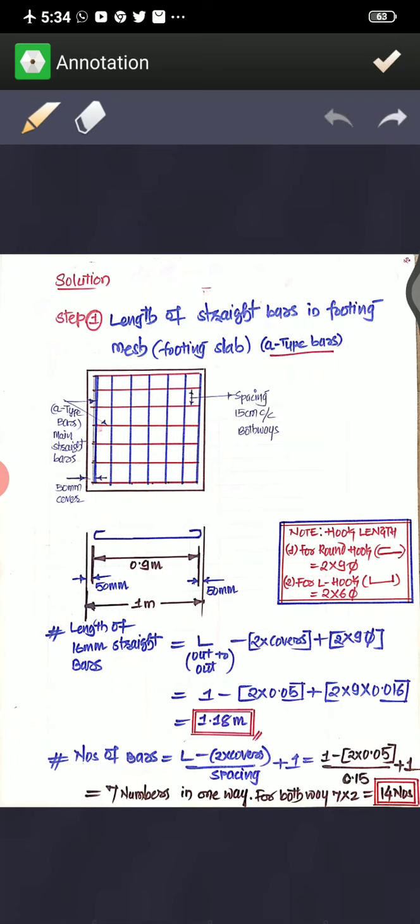So this 7 number is for one direction. In this direction you can lay the 7 bars. Then you have the same dimensions, so you can get the same number of bars in this direction also. So in total you will have 2 ways, so both ways you are supposed to have the bars. So it is 7 into 2, 14 numbers. So the total number of bars is 14 in both directions.